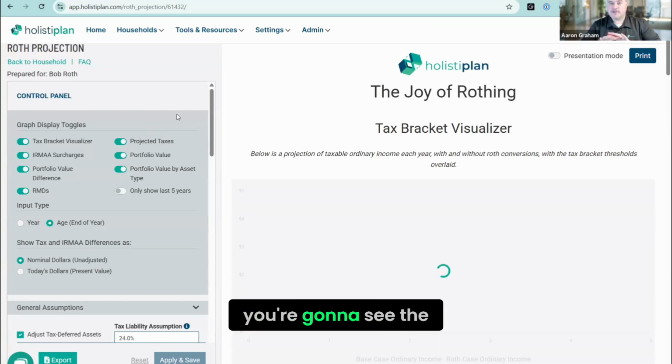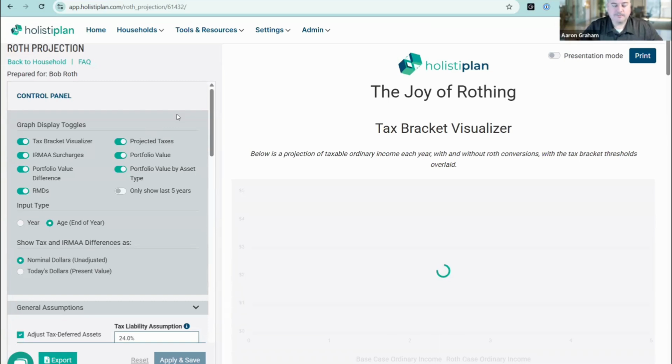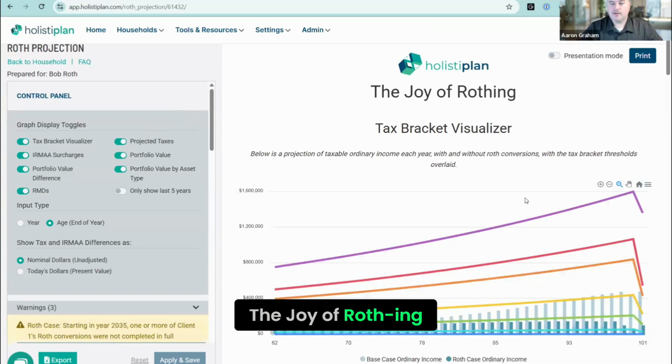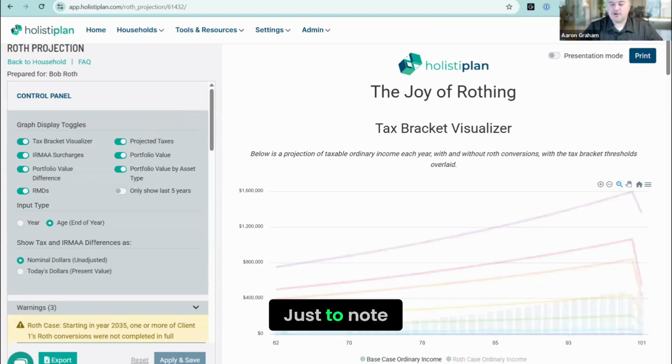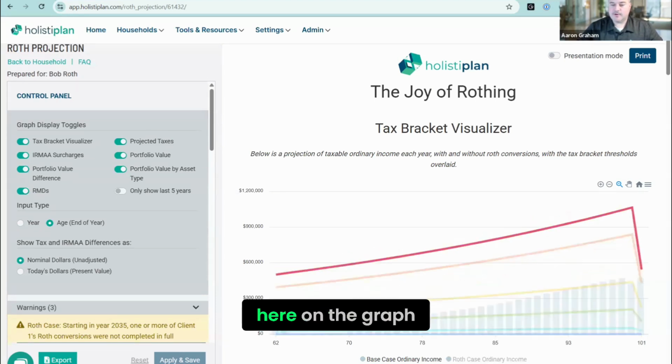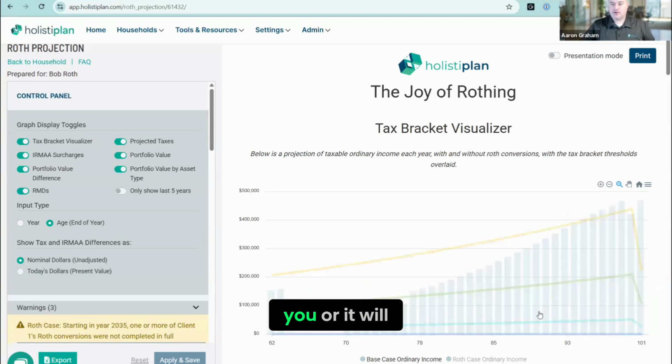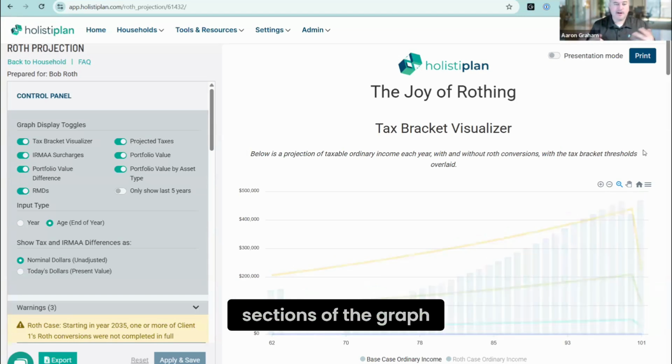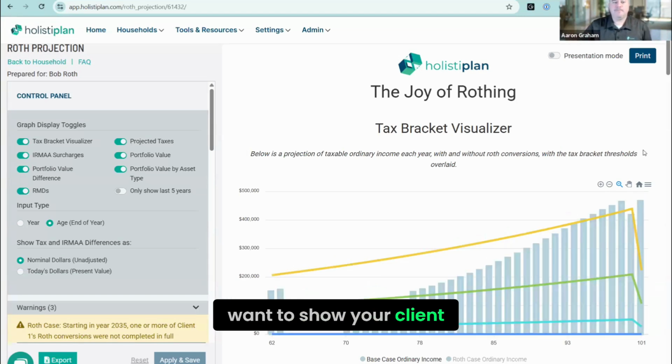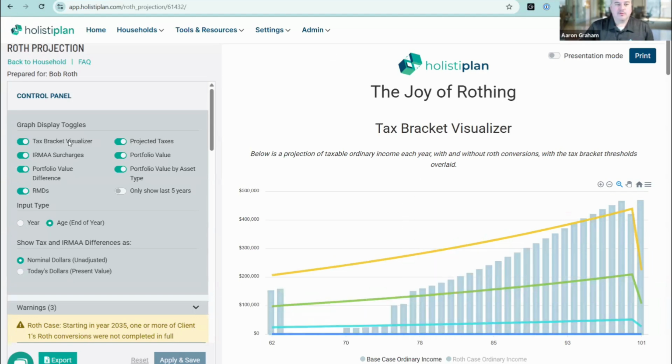So as I come in here, you're going to see the Roth Projection Tool, the Joy of Rothing. Just to note, you can click on any of these labels here on the graph and it will show or hide different sections of the graph depending on what you want to show your client. So here we have the graphs on the right hand panel. On the left hand side we have the control panel. Here are all the different graphs you have as an option.